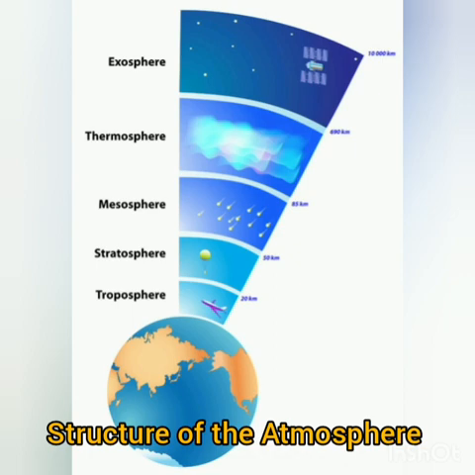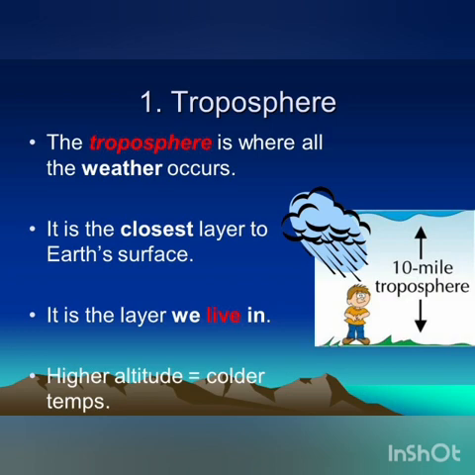thermosphere it is the exosphere. The troposphere is the most important layer for living organisms. The troposphere is the lowest layer of the atmosphere. It is closest to the surface of the earth. It is the layer in which we live. It contains almost 90% of the total mass of the atmosphere. Water vapor and dust particles are also found in this layer.